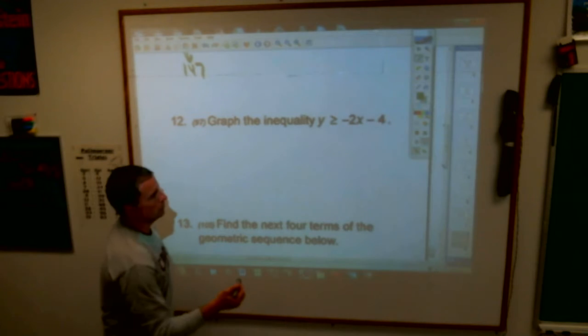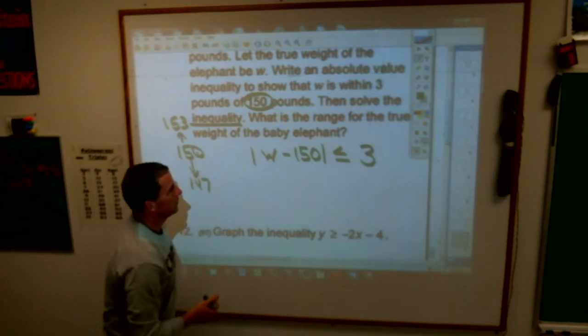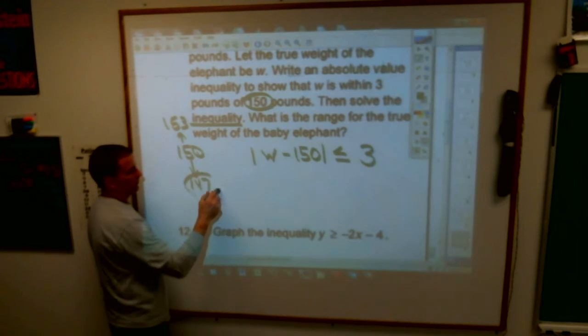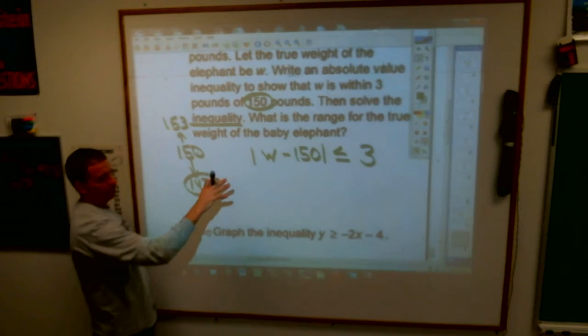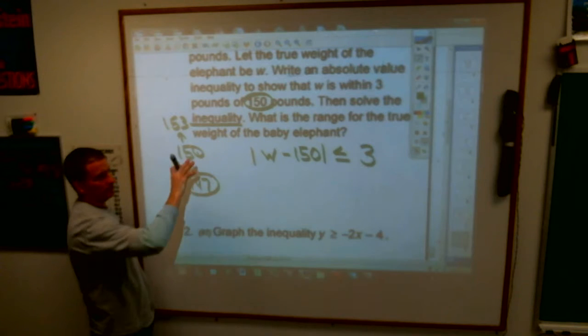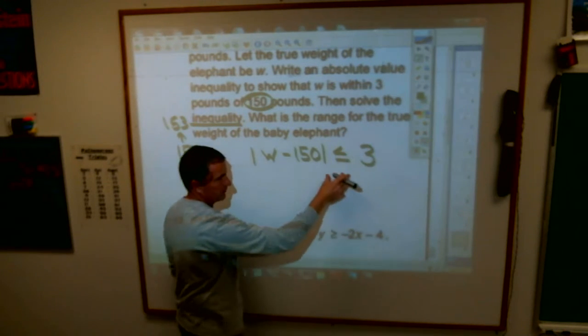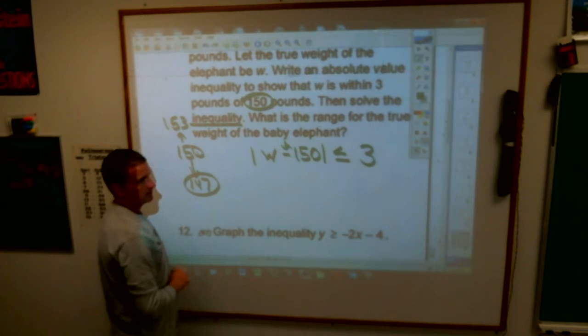Because if your weight ended up being, if this was plus and you picked 147 for your weight, you're going to get 290 something. Because this whole thing is about differences, because you always subtract 150 from whatever your thing is, because you want to make sure the difference is within three. These absolute value ones are always going to be subtracted, always.